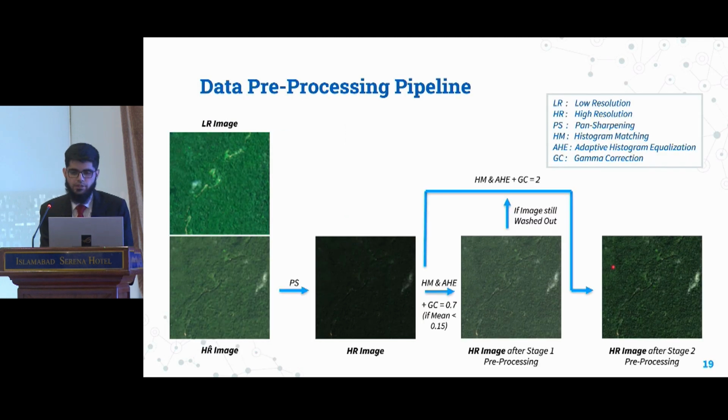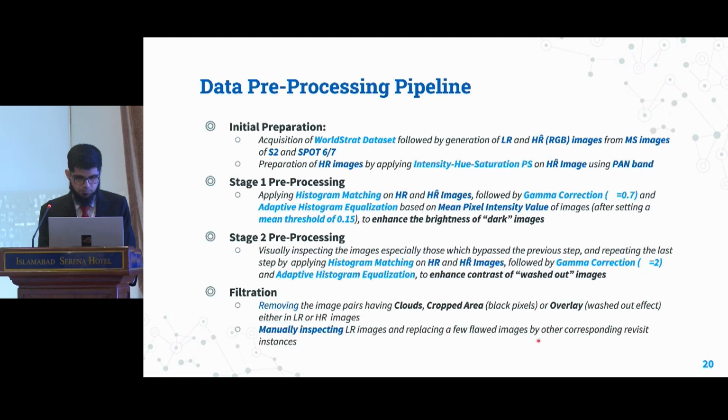So here is the proposed data pre-processing pipeline where we are taking low resolution and high resolution images. And this is the high resolution image at 1.5 meters per pixel. Then we are applying some image processing techniques, which I will be discussing in the next slide. And after stage 1 pre-processing, you can see the image is a bit improved, but it still is a bit faded out. So we then performed another step to acquire better results visually.